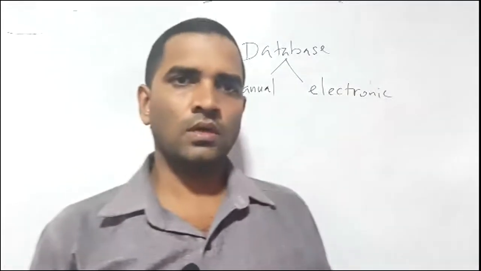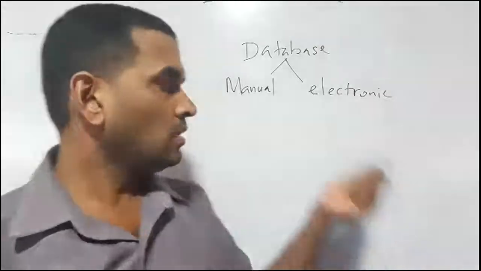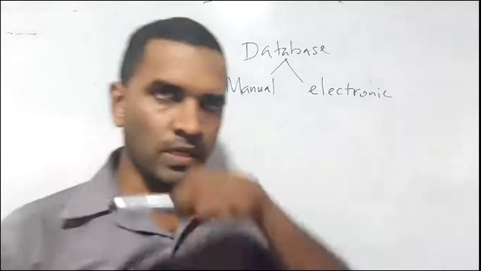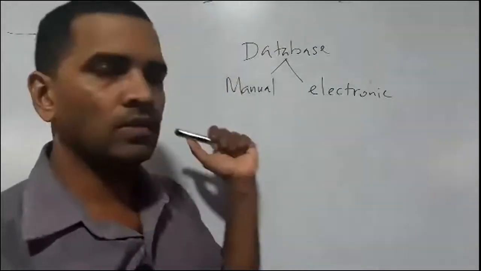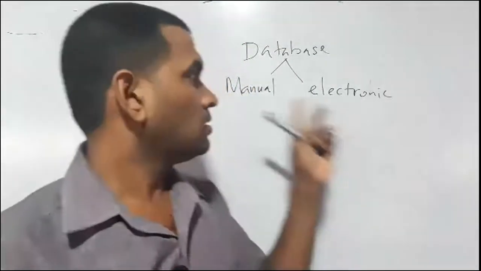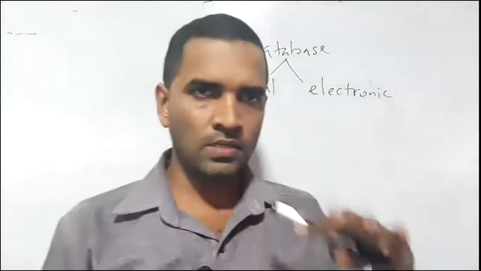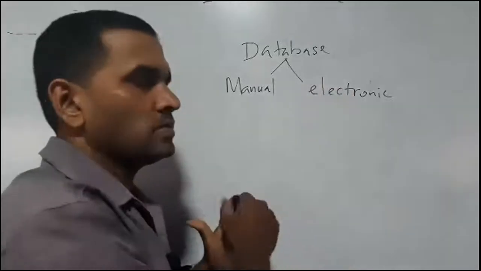In both instances, data are saved systematically. But here in manual database, there are no computers or electronic devices used. Everything is kept manually. But here in electronic database, data are kept in electronic devices, right? So we discussed the differences.